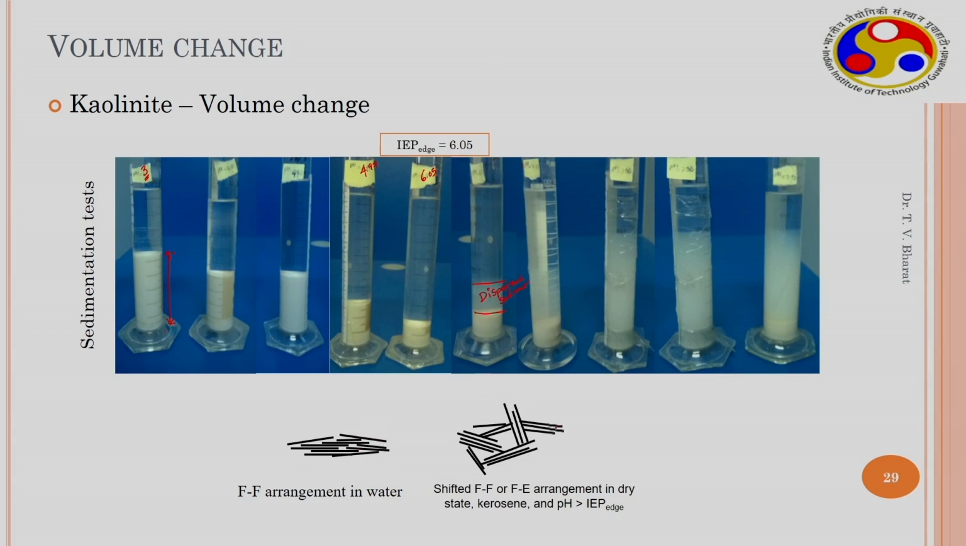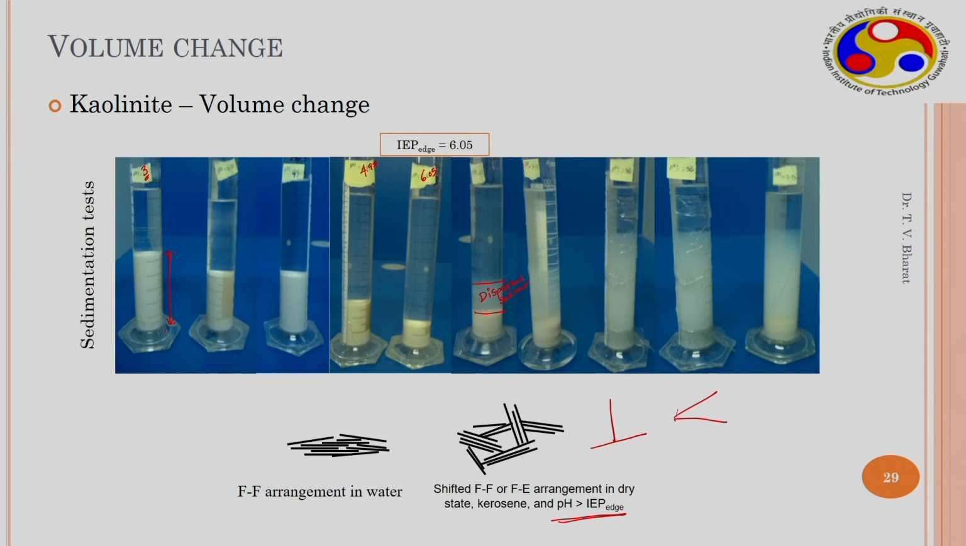So, at a lower pH, lower than the isoelectric point of the edge, the particles are arranged in an edge to face or shifted face to face manner. So, they settle immediately, and then they form sediments, clear sediments like this, and beyond the IEP of the edge, the particle arrangement is face to face, and they form dispersed sediment in this particular manner.